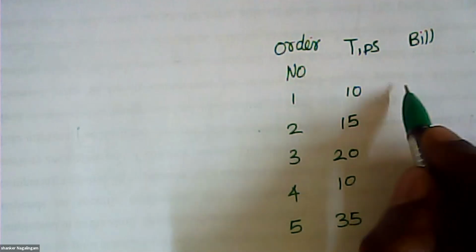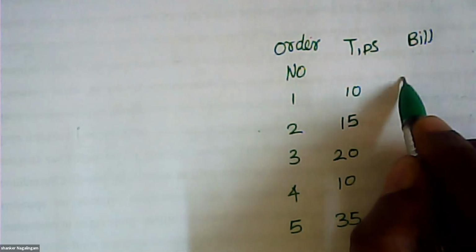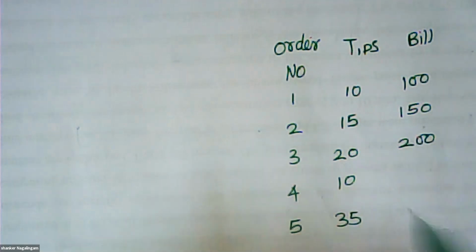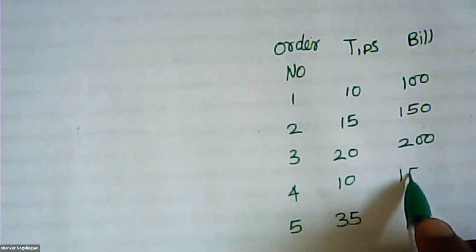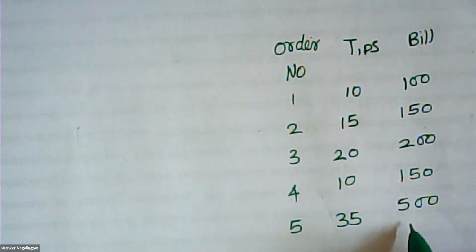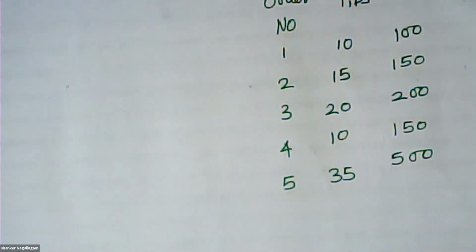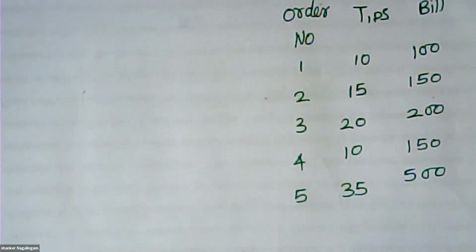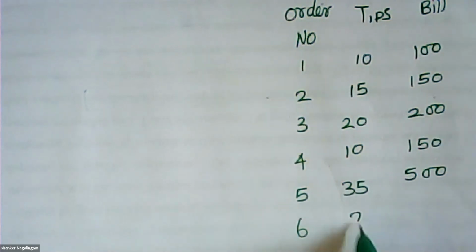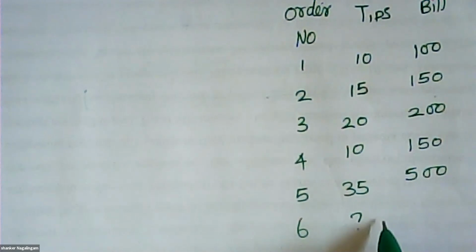It depends on tips, whereas tips depend upon the bill amount. Now, if my order is about 100 rupees, now it is about 150 and 200. Okay, and then I have my 150 once again. I have my 500 order. If the order amount is like this, and I want to predict the sixth value, I'm just going to use my regression equation.